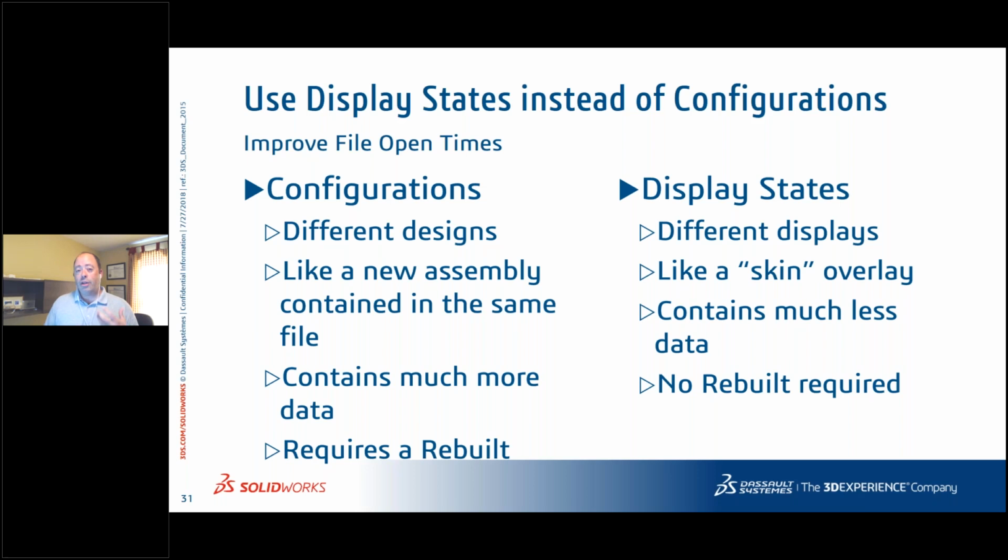So at the assembly level, if you're just controlling the visibility of some components, the color of some components, you have to use a display state to do that. Because, like I said, when you change from display state to display state, you're not rebuilding.